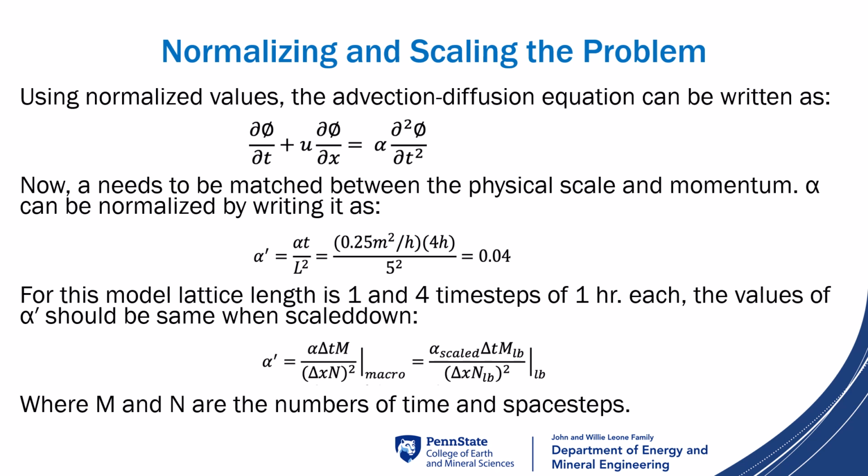Our non-dimensional parameters become u prime equal to 0.1 meters per second times 4 hours divided by 5 meters, which is roughly 0.08, and alpha prime equals 0.25 meters squared per hour times 4 hours divided by 5 meters squared, to become 0.04. By choosing the delta x lattice and the delta t lattice to equal 1, each time step of our simulation corresponds to 1 physical hour.